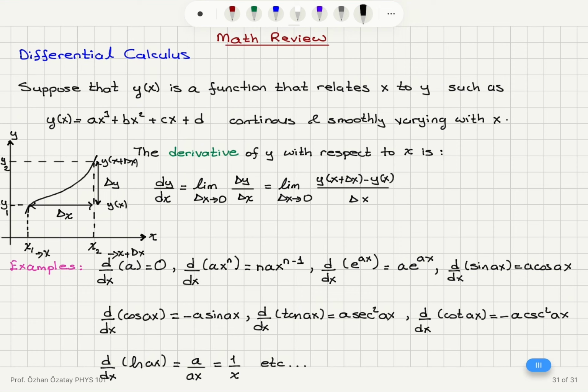So you have to know by heart the derivatives of these functions in order to do calculations easily in the upcoming lectures.